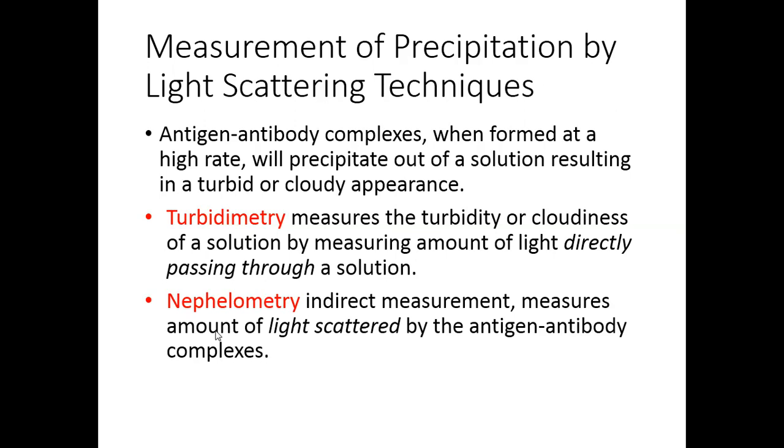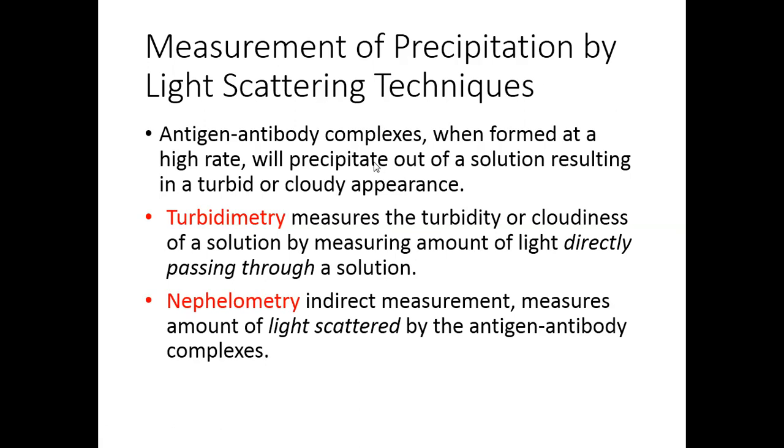Let's imagine we have a test system, and we've combined antigen with serum containing antibody. You can really look for either antibody or antigen, but we've developed a test system, whatever it is. Antibody-antigen complexes are forming, and those lattice formations have formed in the test system. In precipitation, remember, they started out soluble and ended up with visible complexes. When they form at a relatively high rate, they precipitate out of solution, causing what we call a turbid or cloudy appearance, right?